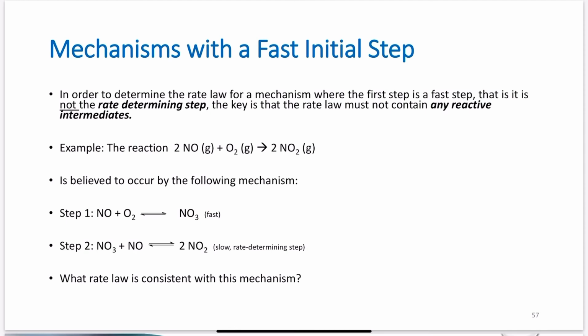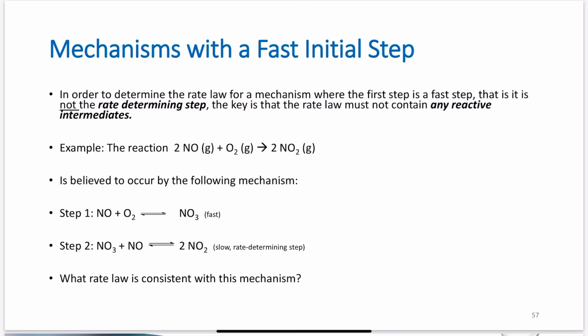So if I look at the reaction of 2 moles of NO plus 1 mole of O2 giving me 2 moles of NO2, it's believed to occur by the following mechanism. Step 1: NO plus O2 in equilibrium with NO3, and that's a fast step. Step 2: NO3 plus NO in equilibrium with 2 NO2, that is a slow rate determining step. I want to know what rate law is consistent with this mechanism.